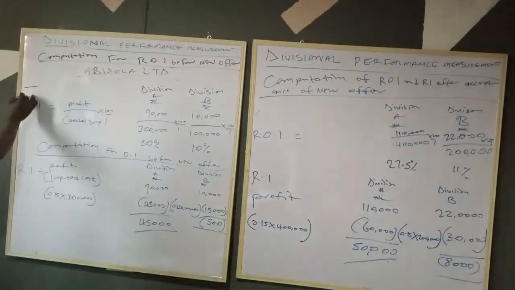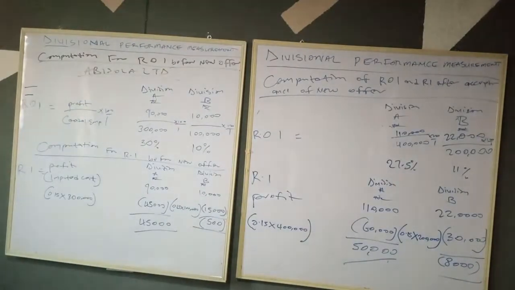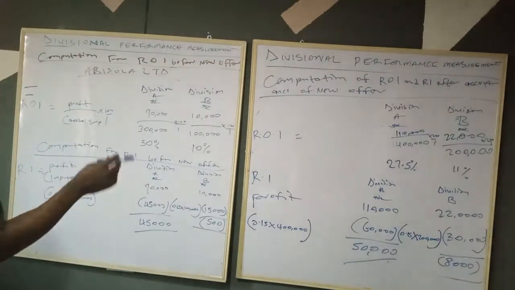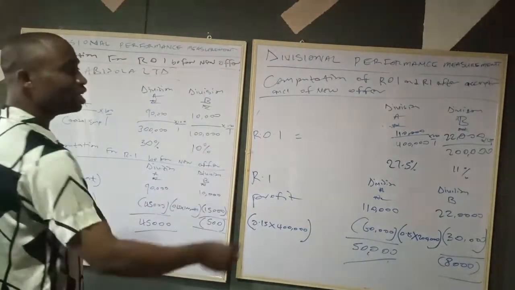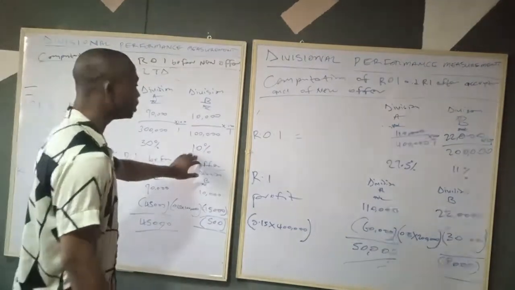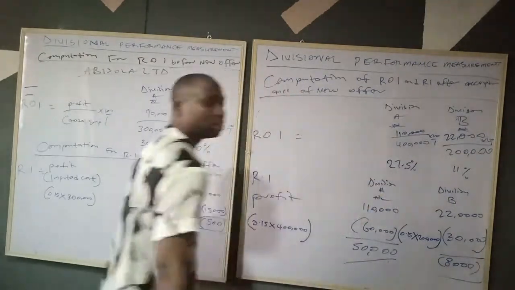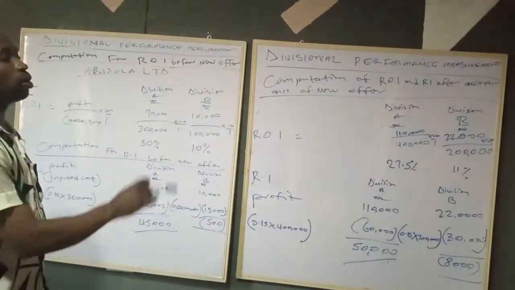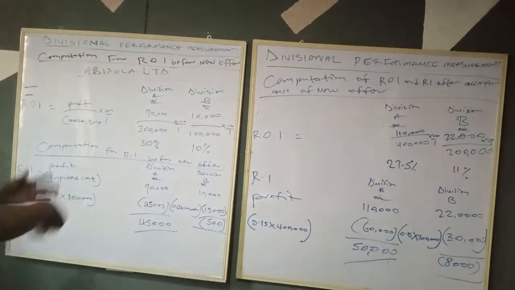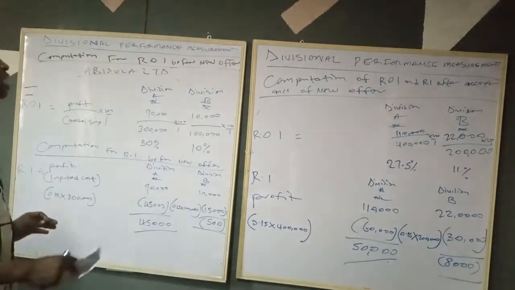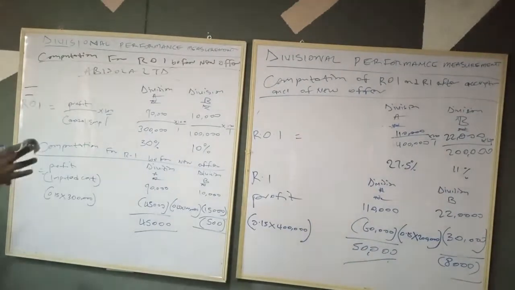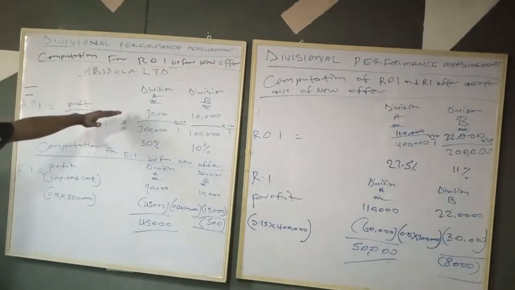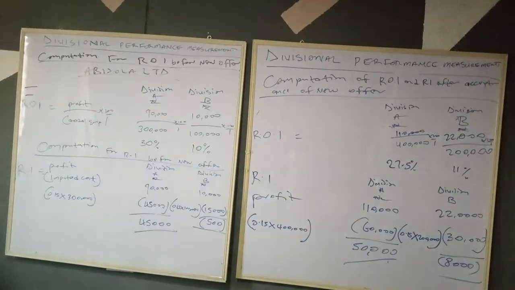Then the second: division B will accept the offer because it will increase their return on investment from 10% to 11%. That is for division B. That means what favors division A does not favor division B. That is the answer under if they want to act in the best interest of their own division and their own bonus.